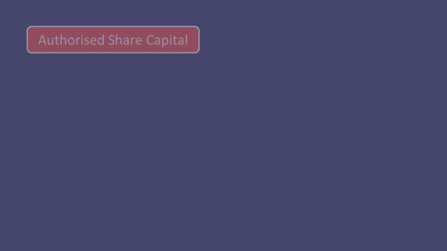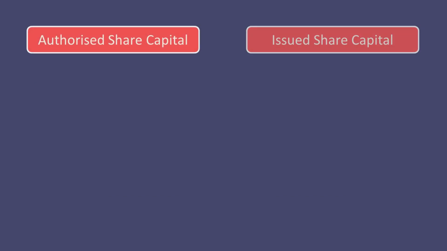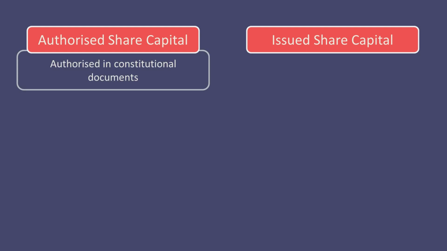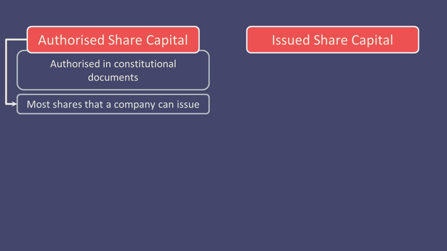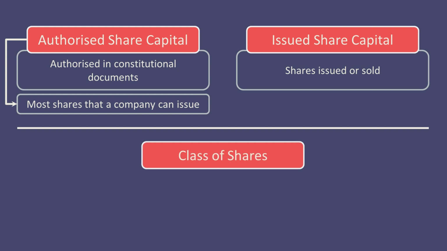You will hear the terms authorised share capital and issued share capital. What do those terms mean? Authorised share capital is shares that have been authorised in the constitutional documents of the organisation. It is the most shares that a company can issue. Issued share capital are shares that have been issued or sold to shareholders. The class of shares are outlined in the registration documents.